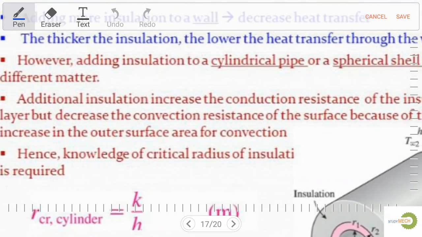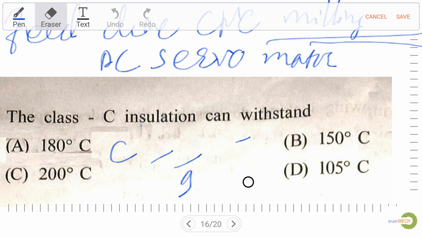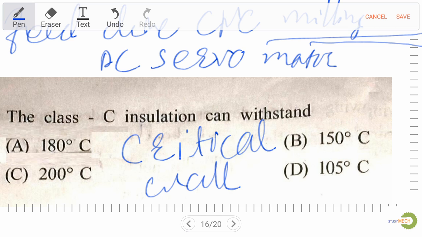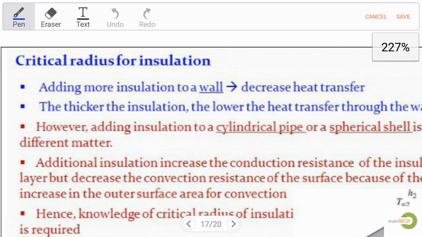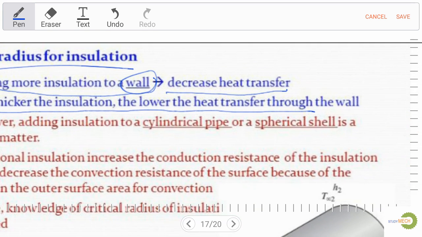But before going to the next question, here we have to discuss one important topic regarding insulation, and that is critical insulation, regarding a wall and regarding a cylinder. So let's check it out. Well, critical radius for insulation. Adding more insulation to a wall will decrease heat transfer, because the thicker the insulation, the lower the heat transfer through the wall.